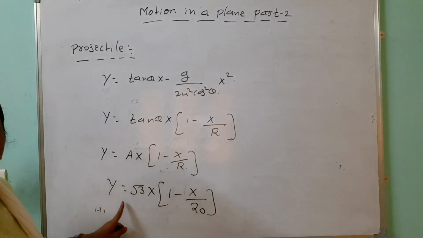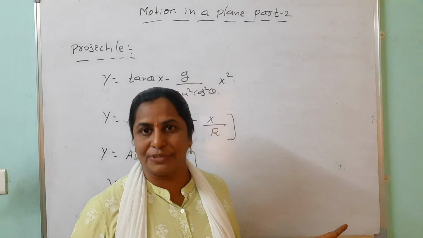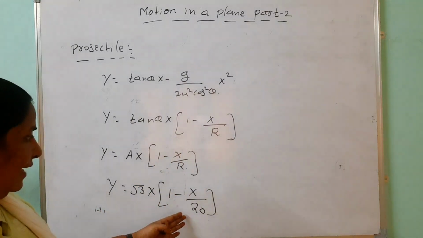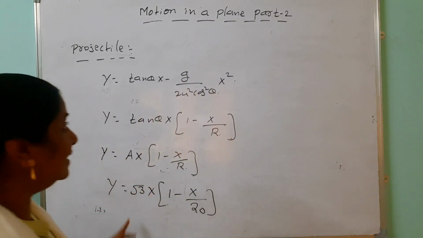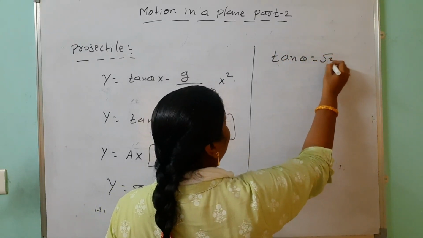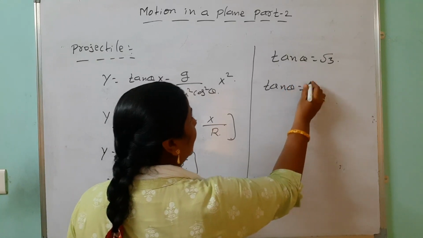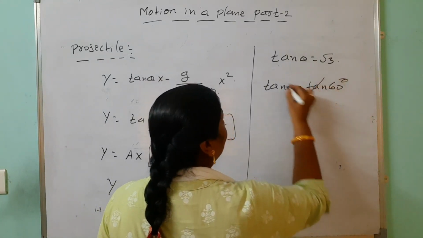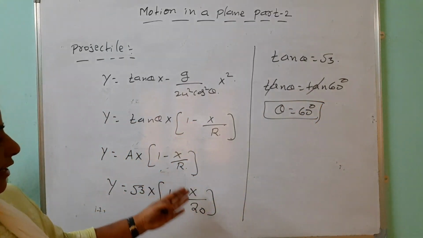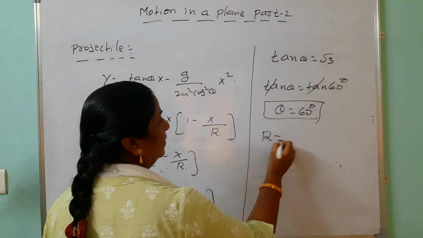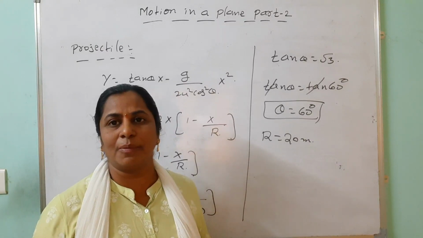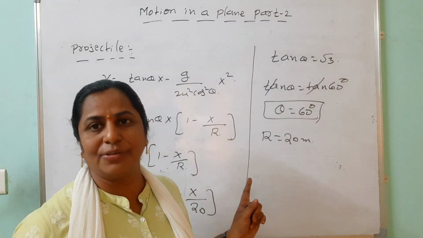From this expression, find the angle of projection and at the same time the range. How to find it? When you compare these two expressions, look here. A is tan theta. Here tan theta equals root 3. Instead of root 3, we write tan 60 degrees. Tan cancels, and you get theta equals 60 degrees. Then when you compare these two, here the denominator is 20, so clearly the range is 20 meters. So when you are perfect in this concept, you can do any type of problem. It is not that difficult, so better you follow that.